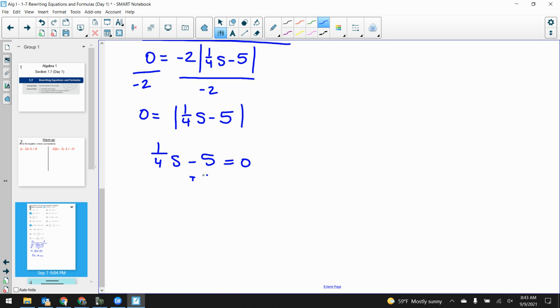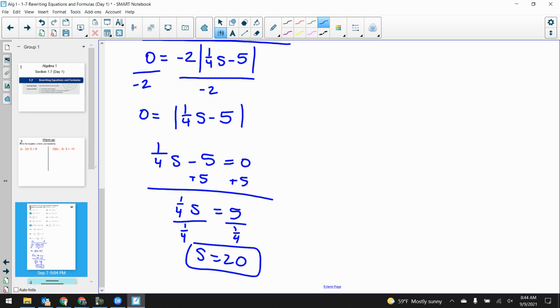We add the 5. 1/4 S is equal to 5. So we divide by 1/4, which is essentially multiplying by 4. So S is equal to 20. That's why there's only one answer there.